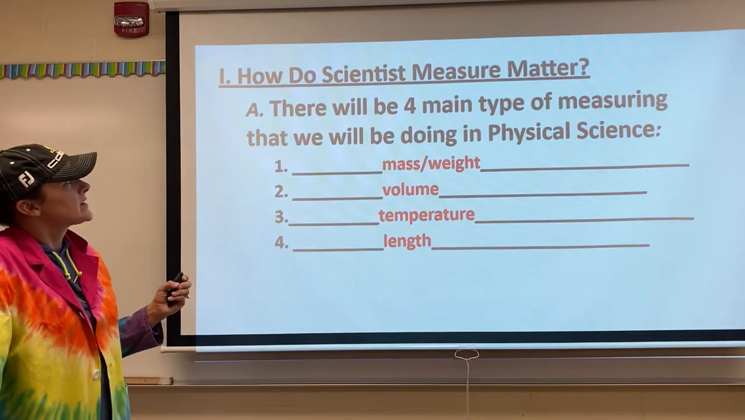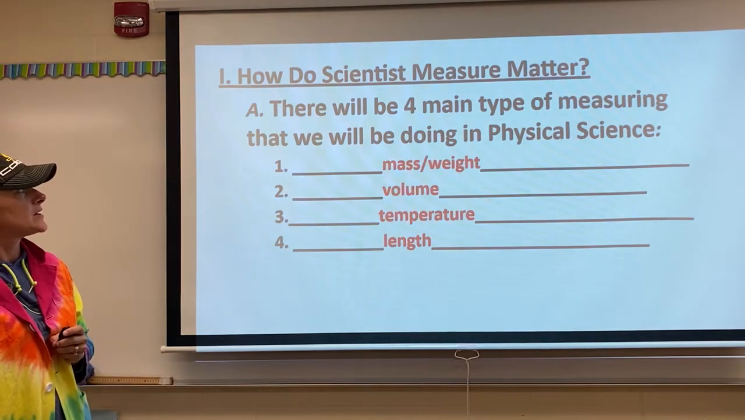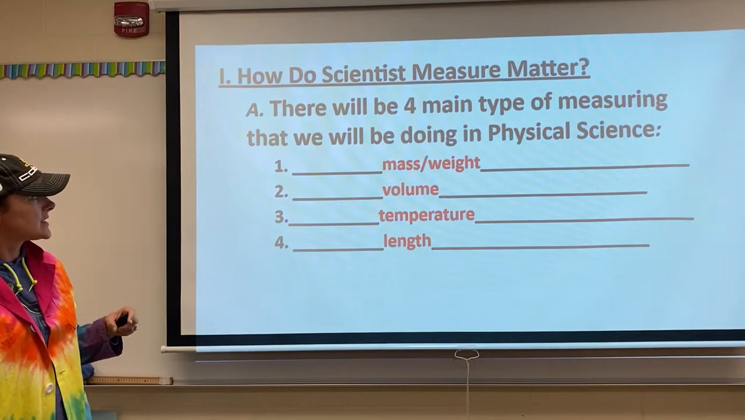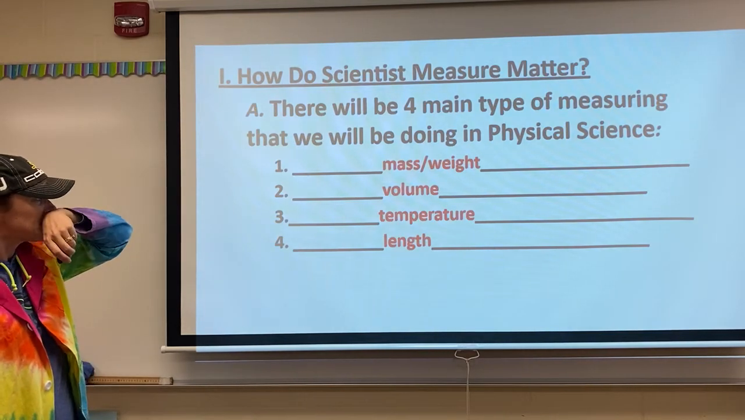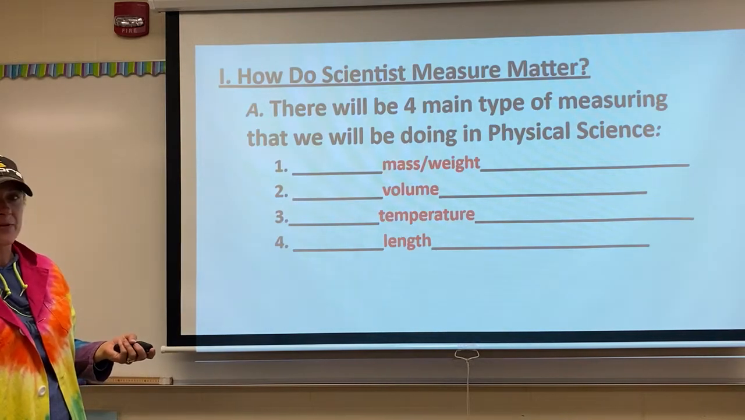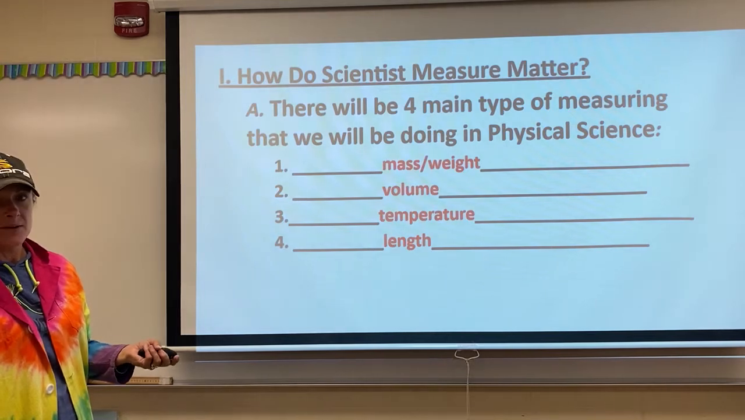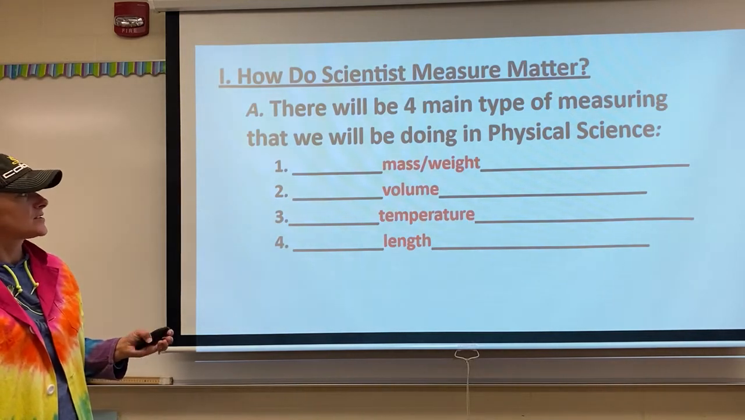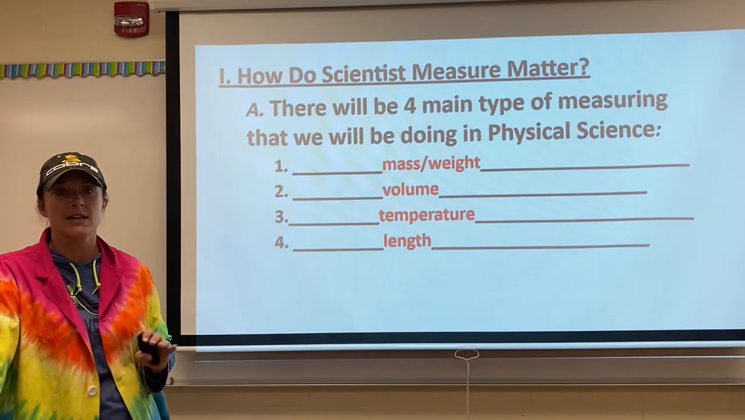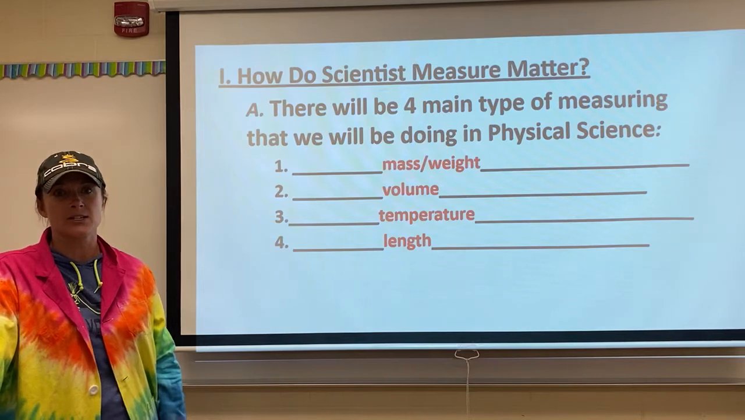So whenever we look at measuring matter, there's going to be 4 main types of measuring that we're going to be doing in physical science. And this lists out those 4 types. So we're going to measure mass or weight. There really is a difference between the two, and we'll talk about those eventually. We're going to be measuring volume, temperature, and then length. So those are the 4 things that whenever you were in class and you did the activity the other day, we were trying to take this into account, give you some experience with all of those.